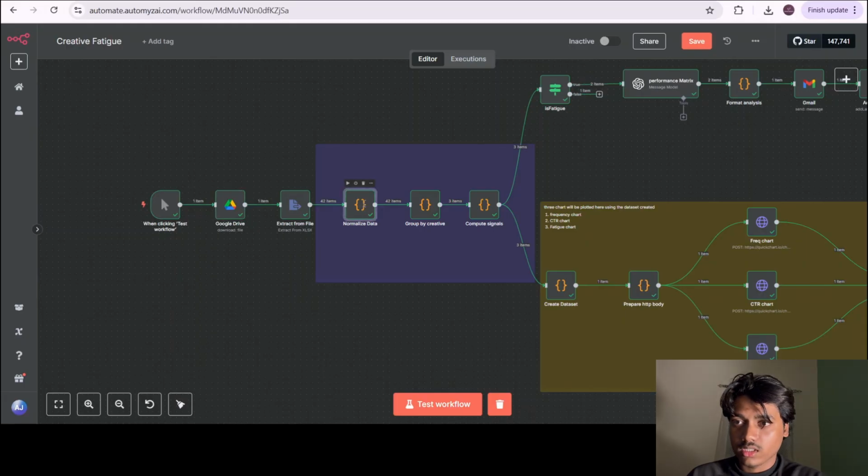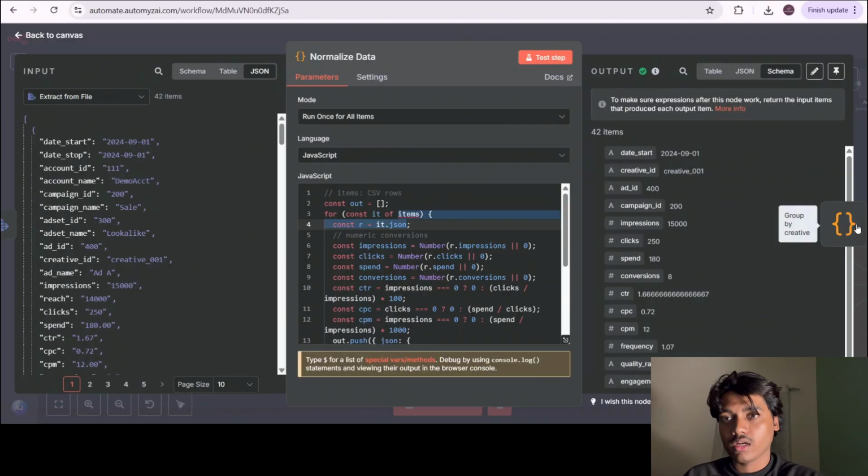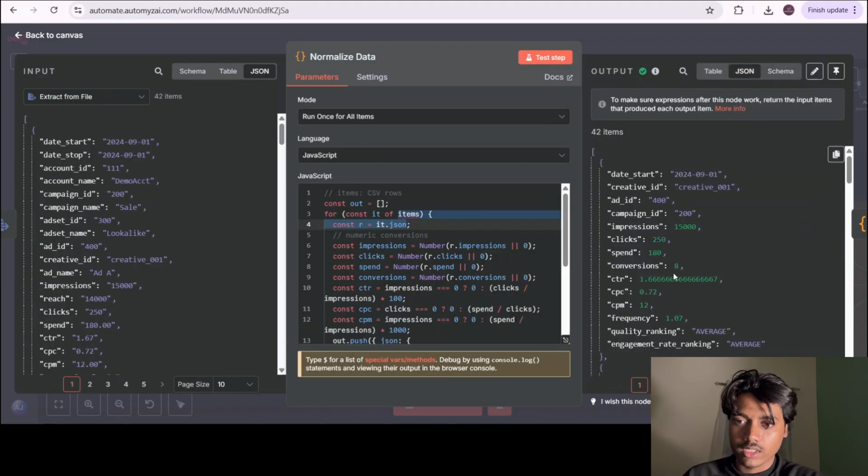So let's see the normalized data. We have multiple data, but we don't require that much. We need only the starting date, creative ID, ad ID, campaign ID, impressions, clicks, spend, conversion, CTR, CPC, CPM, frequency, quality ranking, and engagement rate ranking. So we extracted those, and there are 42 items. If we look at the JSON, we have this data in an array of objects.